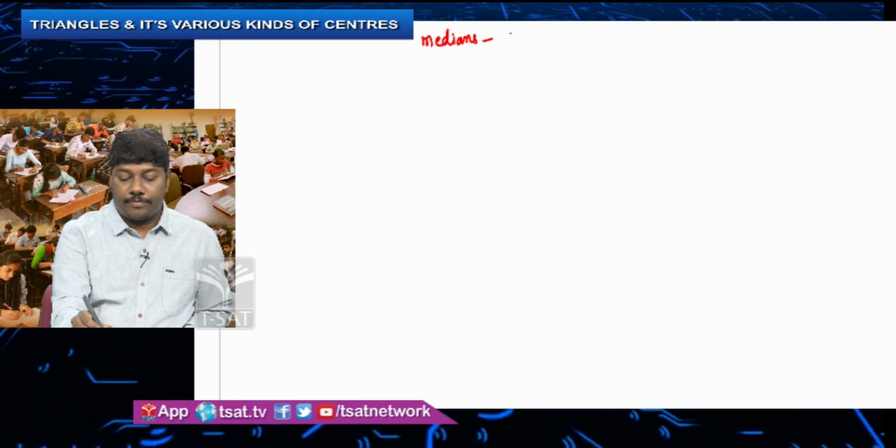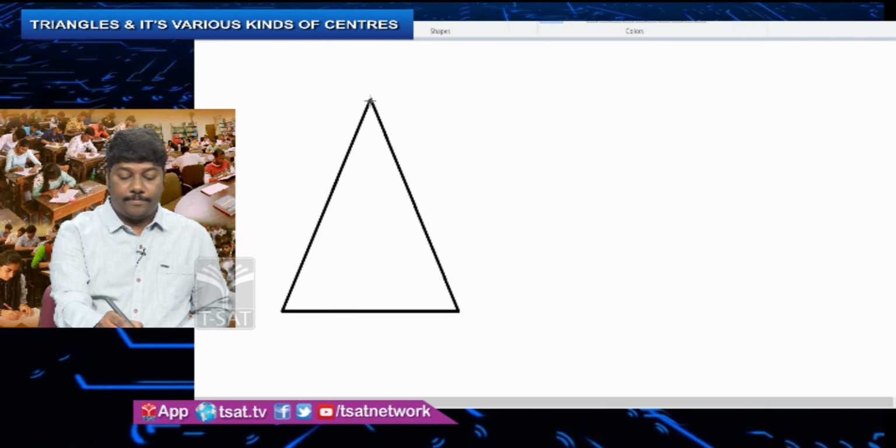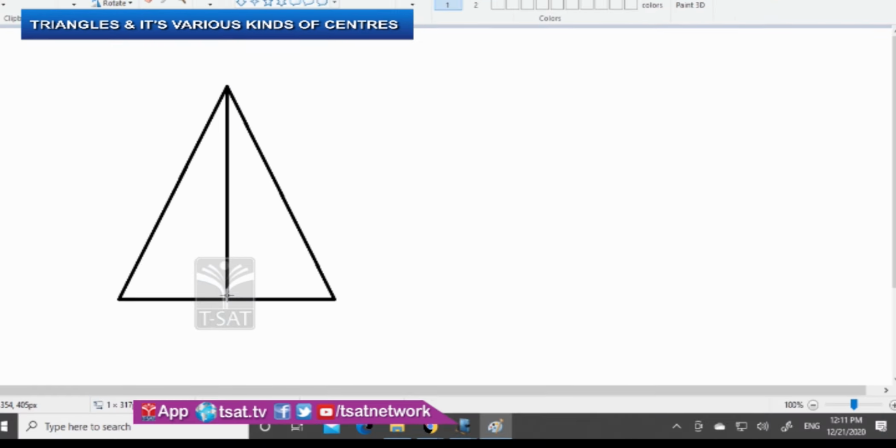Medians, centroid. Take a triangle, draw the median. A, B, C. D is a midpoint of BC. Now here AD is a median of this triangle. AD, as we know, divides the triangle into two equal areas as well as BC into two equal parts.